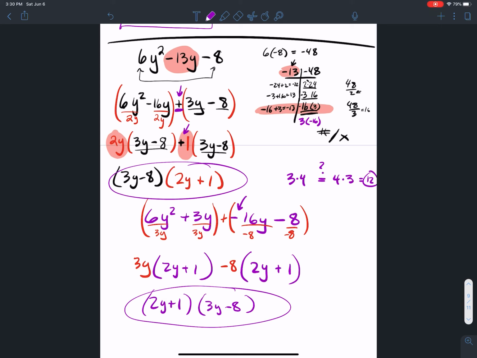Okay, guys, that concludes our video. The next one we're actually going to do with 2 terms, and we'll talk about the sum and difference of squares and then cubes. All right, good luck.